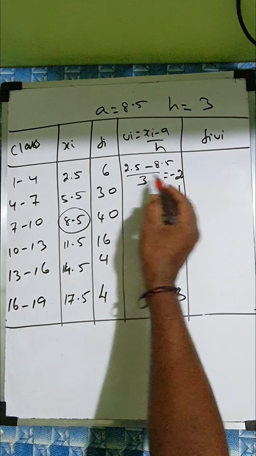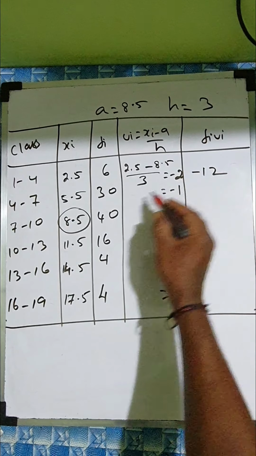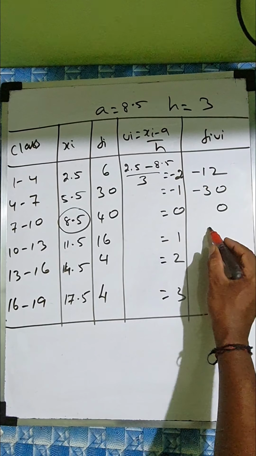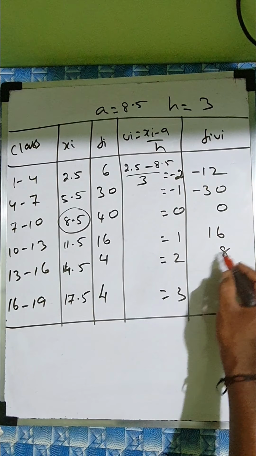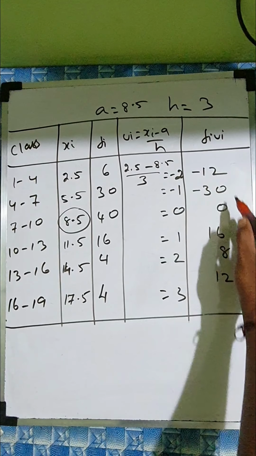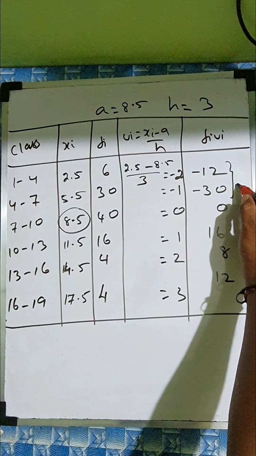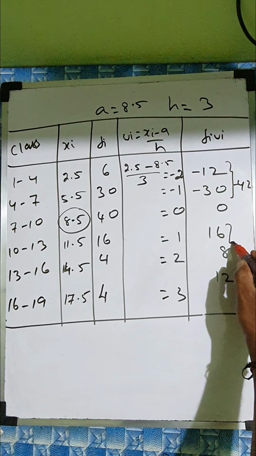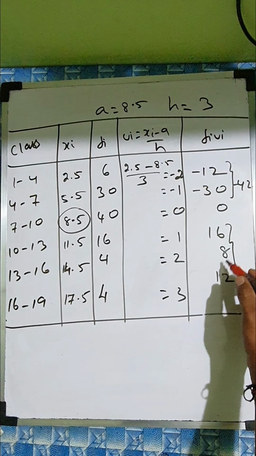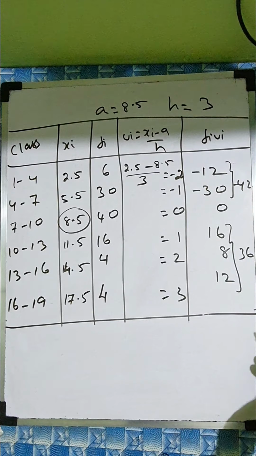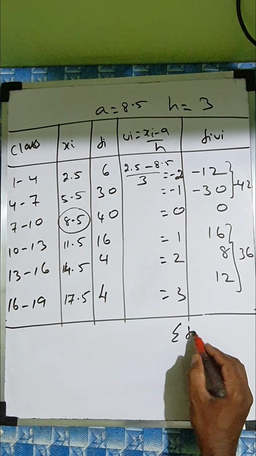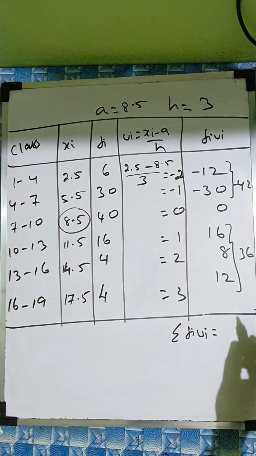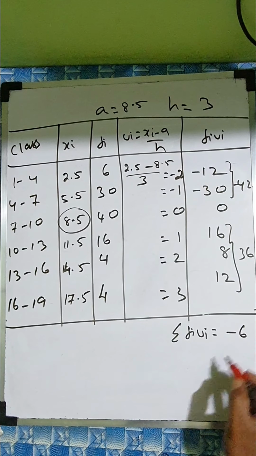Now we'll multiply: 6 times minus 2 is minus 12, 30 times minus 1 is minus 30, 40 times 0 is 0, 16 times 1 is 16, 4 times 2 is 8, 4 times 3 is 12. Add these two negative numbers to get minus 42, and add these three: 16 plus 8 is 24, plus 12 is 36. So sigma Fi Ui equals 36 minus 42, which is minus 6.